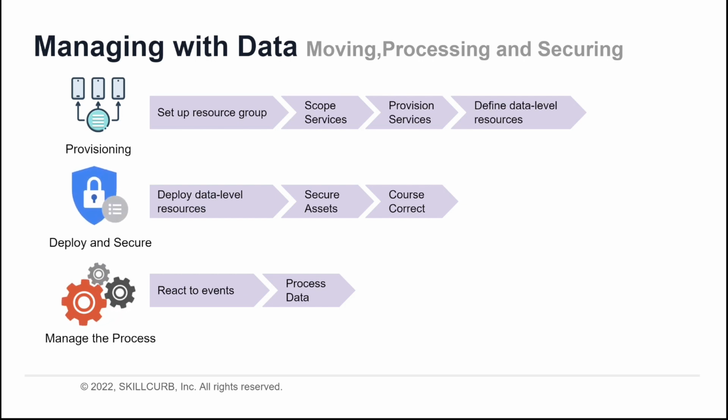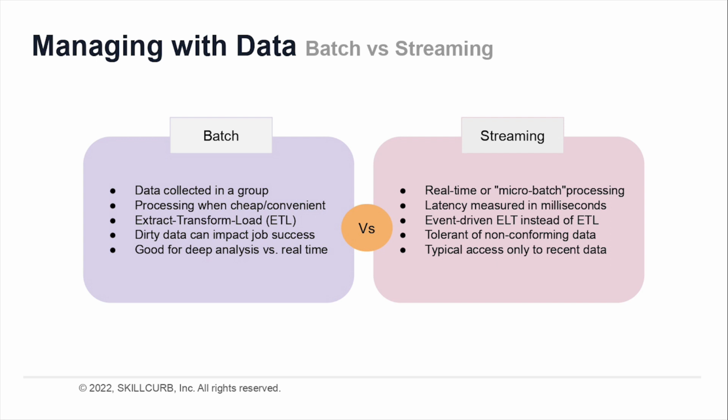There are two kinds of data processing, batch and streaming. In batch processing, data is collected in a group, whereas in stream processing, the data is collected in real time or nearly real time, or even in micro batches. So a micro batch is not a subset of batch processing. It's actually a subset of streaming because those micro batches are collected in very short time frames, usually a few seconds to a few minutes. But anything more than a few minutes would more accurately be considered batch processing.